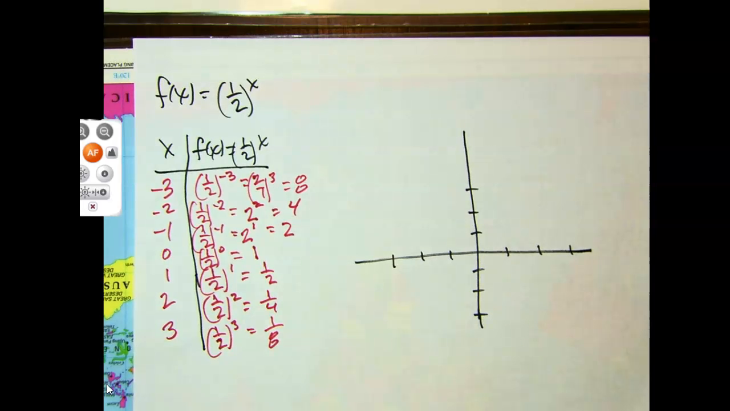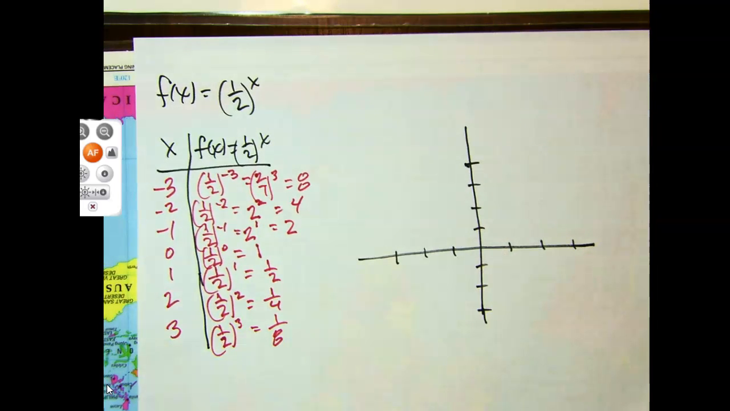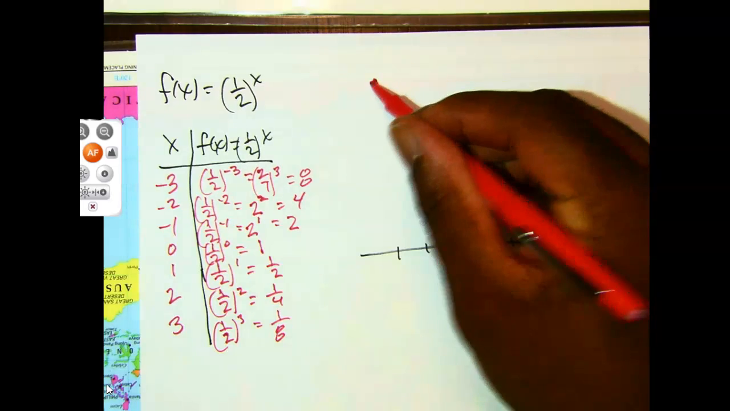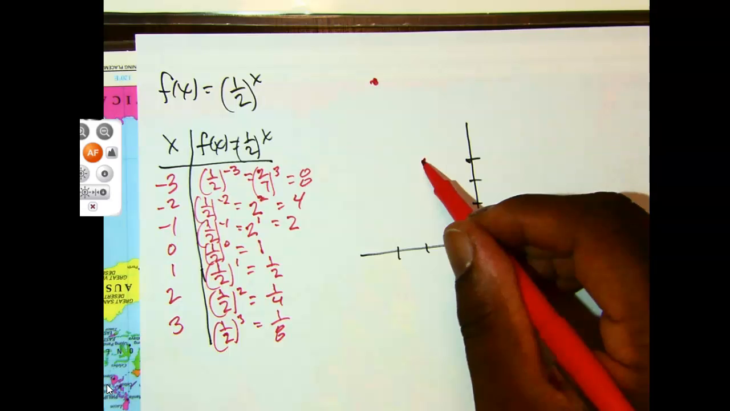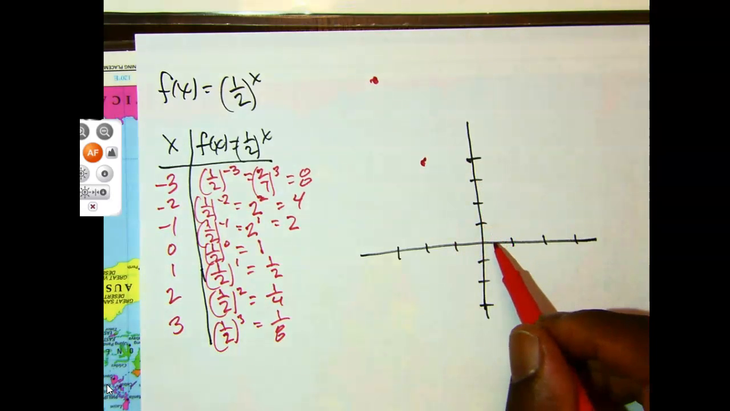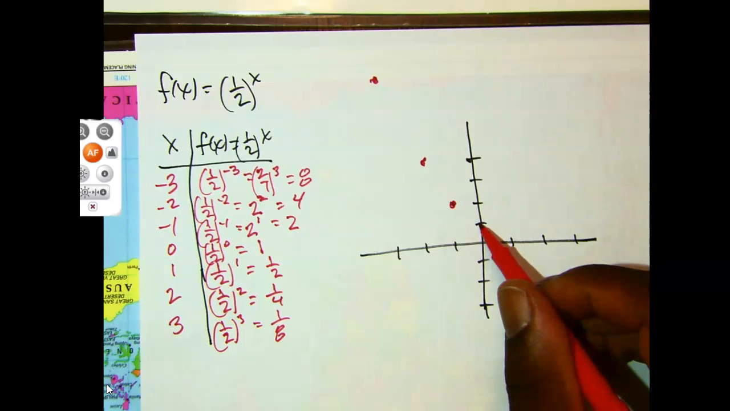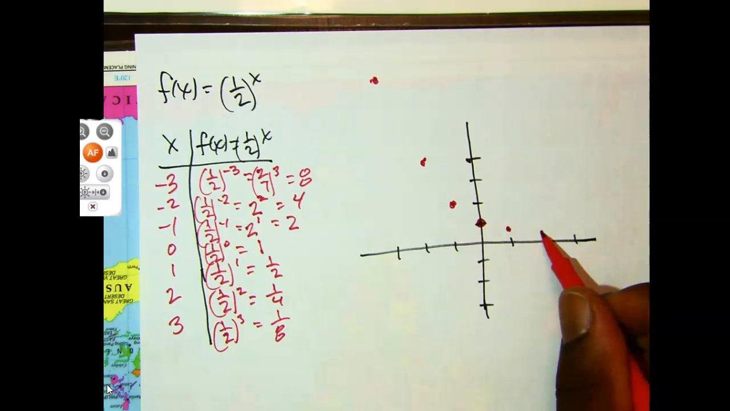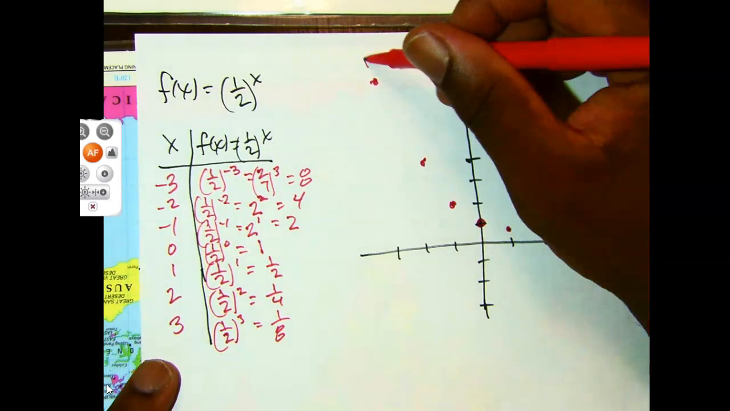All right, so when x equals -3, we're all the way up here at 8. When x is equal to -2, we're at 4. When x is equal to -1, we're at 2. And then when x is equal to 0, we're at 1. When x is 1, we're at 1/2. When x is 2, we're at 1/4. When x is 3, we're at 1/8. So our graph is going to take this pattern.